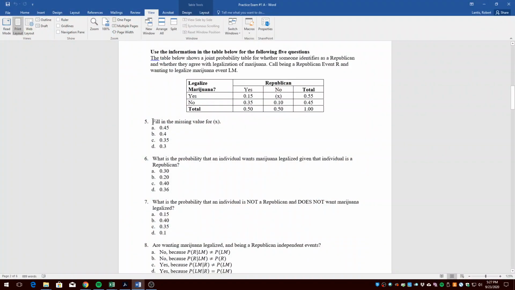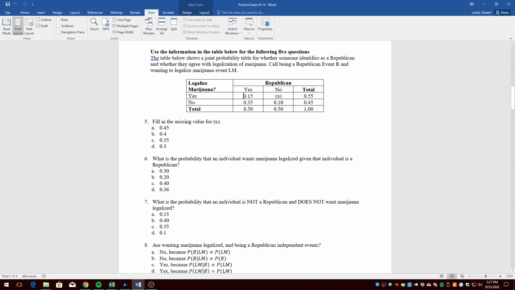I'm going to start on problem 5. Okay, so we've got this information given to us. We have two events, being Republican or not being Republican, and wanting marijuana legalized nationally or not. So we have this contingency table. We have one part left out. So how can we find this missing value for X?